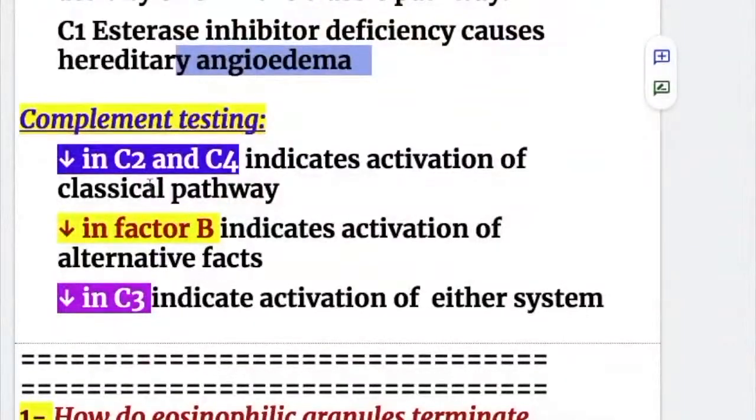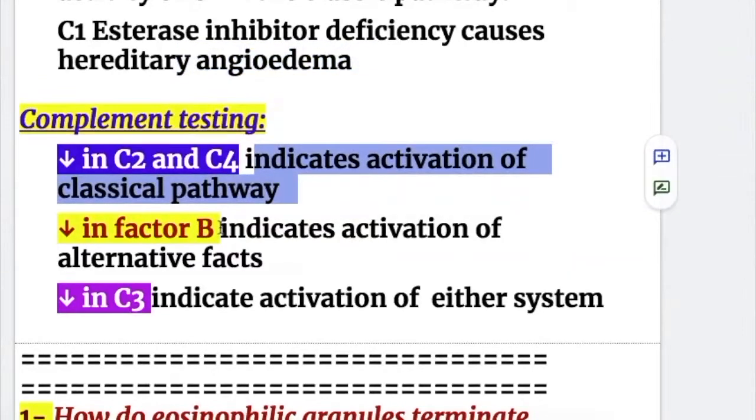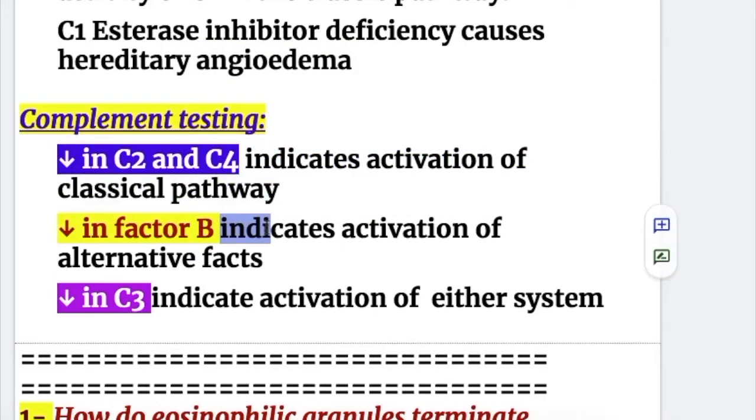Now how is the complement tested? Decrease in C2 and C4 indicates activation of the classical pathway, decrease in factor B indicates activation of the alternative pathway, and decrease in C3 indicates activation of either. So decreased C2 and C4 indicate classical pathway activation, decreased factor B indicates alternative pathway activation, and decreased C3 indicates activation of either.